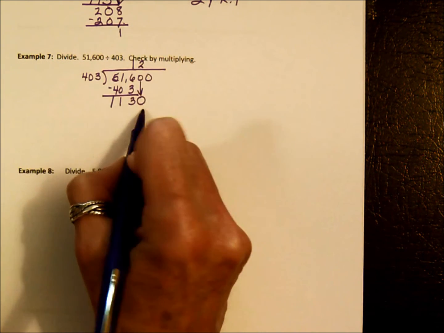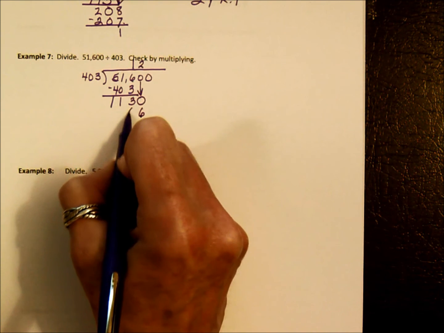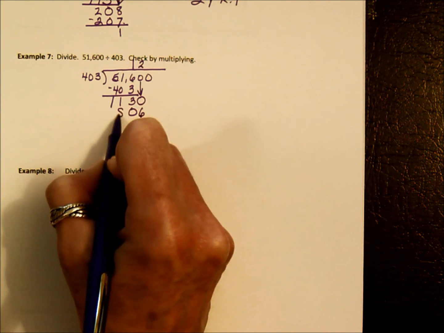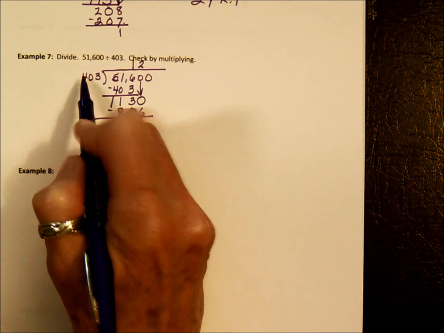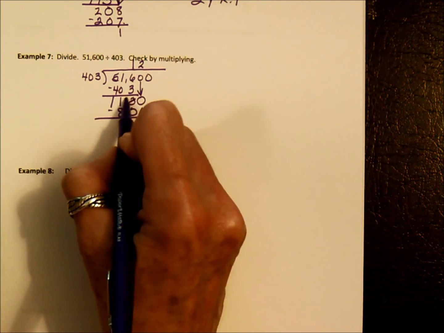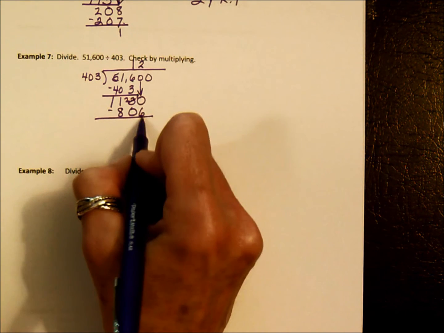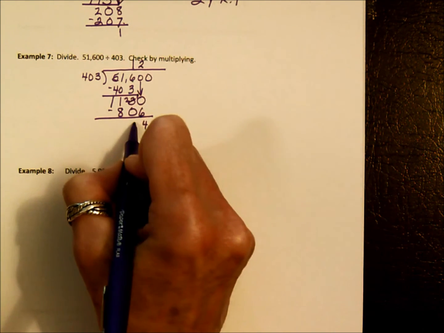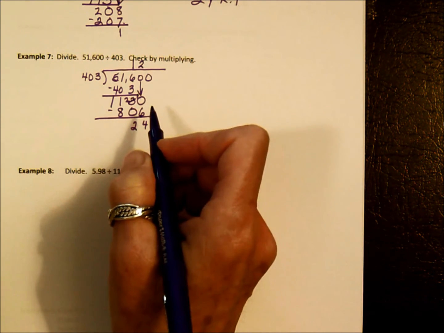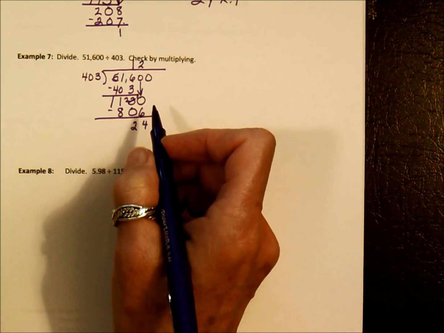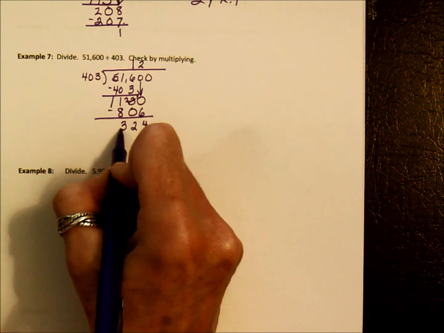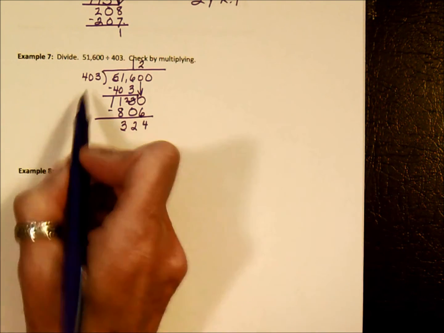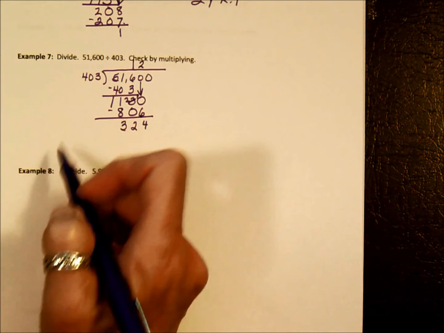2 threes are 6, 2 zeros are 0, 2 fours are 8. Remember, when I subtract, it has to be smaller than 403. Here I need to borrow 10, take away 6 is 4. I have a 2 here, and I have 11, take away 8 is 3. So I have 324, which is smaller than 403, so we're good.